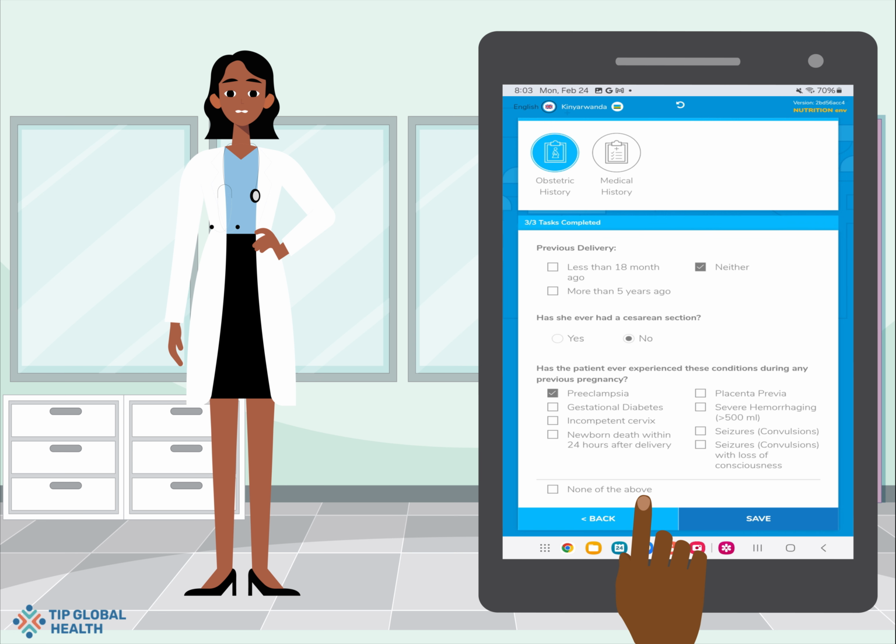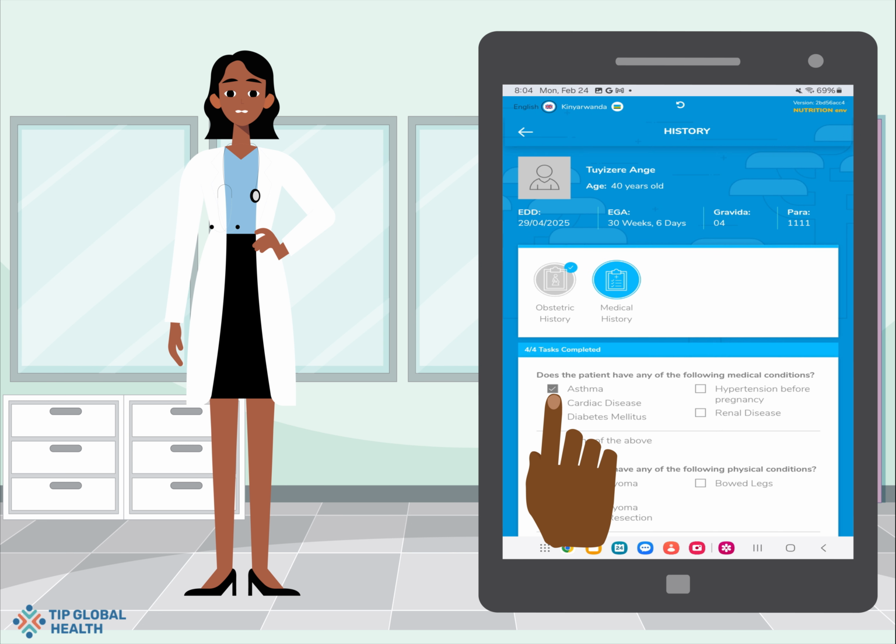Additional obstetric history questions include: has she had a pregnancy within the last 18 months or more than 5 years ago? No. Has she had any previous C-sections? No. Has she had any of these complications in previous pregnancies? Yes, Ange has had preeclampsia.